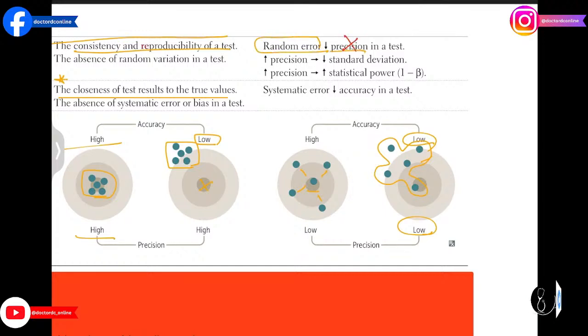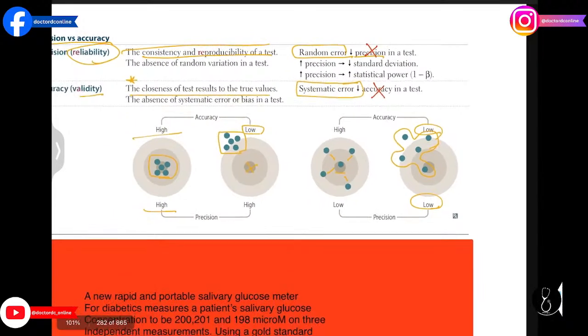Now, when we look at random error, this is basically the enemy of precision. It reduces the consistency and reproducibility of a test. So here's your accurate and precise test under the influence of random error. On the other hand, systemic error reduces the accuracy of a test by consistently skewing results in a particular direction, and thereby reducing the validity of the test measurements.